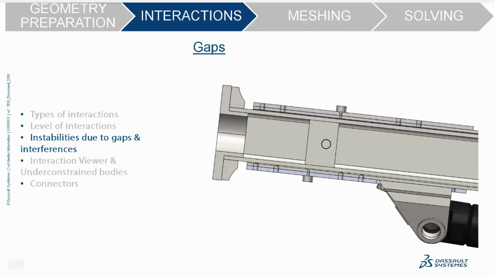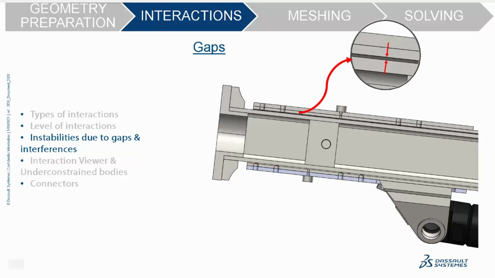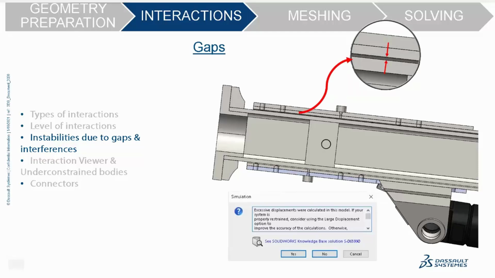Gaps. As we were discussing earlier, the existence of gaps in an assembly may cause instabilities. When we try to solve the study, the solver may face divergence issues.